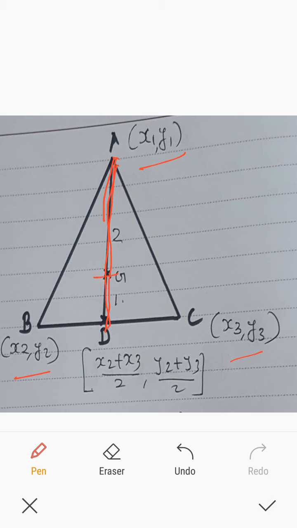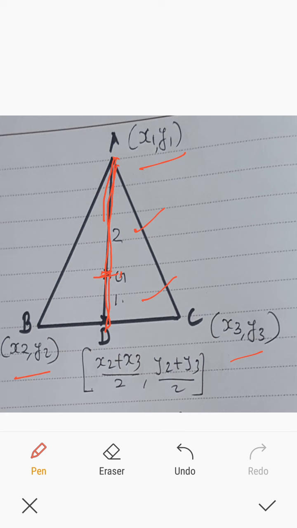And the very important thing that we have to remember is that the centroid of a triangle divides each median in the ratio 2:1. So in the case of median AD, G divides AD in the ratio 2:1. The larger part AG is 2 and the smaller part GD will be 1. So AG is to GD equal to 2:1.